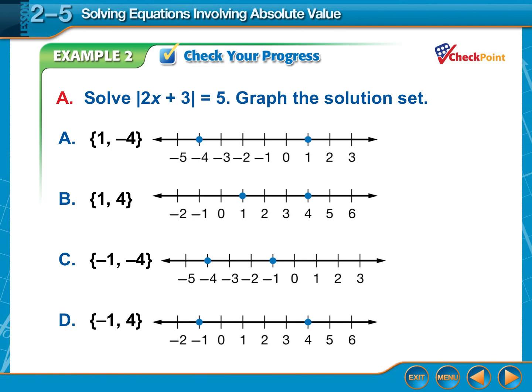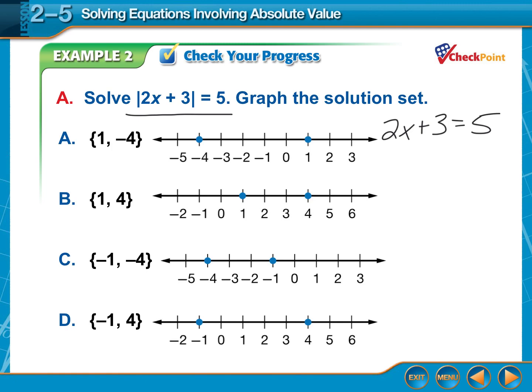When it says solve an absolute value equation, what is your next step? When it says solve, what do we need to do? I didn't ask what the answer was, I asked what we do. We do our two cases first, right? Positive 5 and negative 5. What's one case? Positive 5. So one case, keep it the same: 2x plus 3 equals 5.